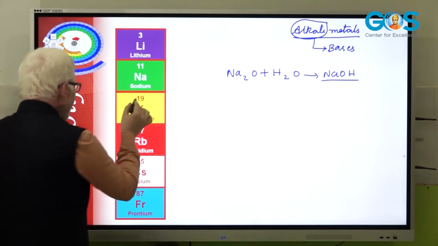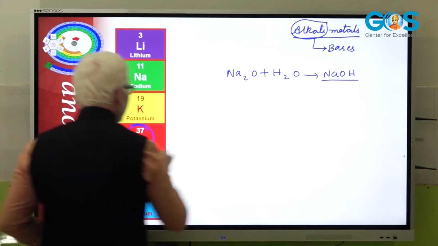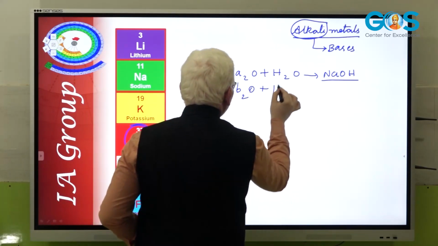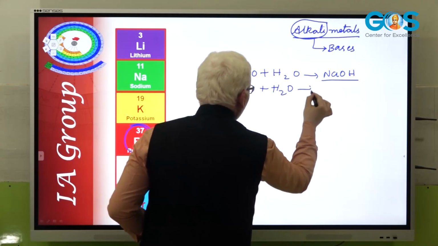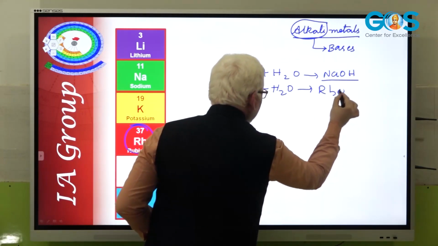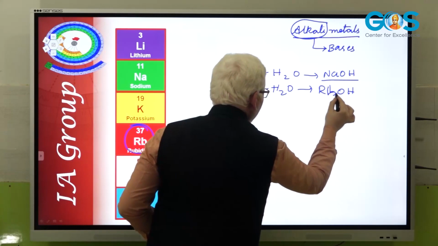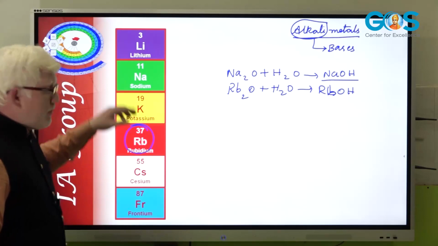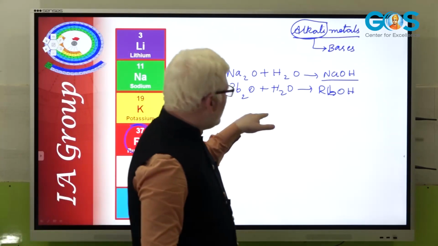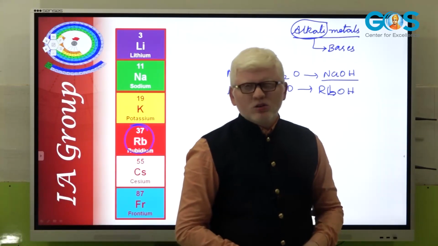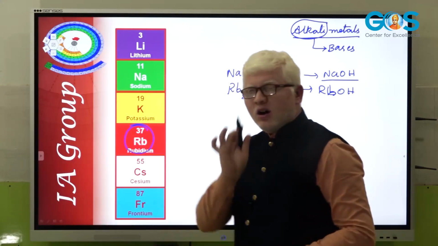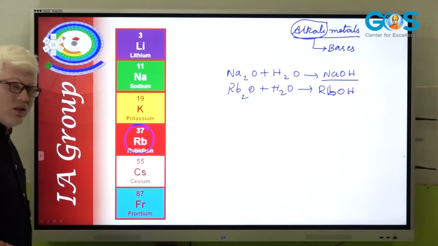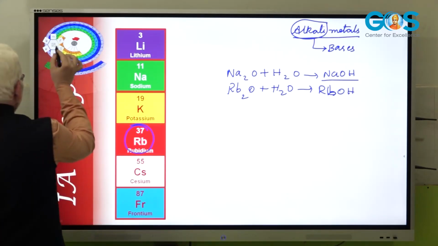In the similar way, if you take rubidium, Rb2O plus H2O gives rise to RbOH. This is also called an alkali or base. In this way, when metal oxides react with water, they form bases. So these metals are called alkali metals. What are they called? Alkali metals.